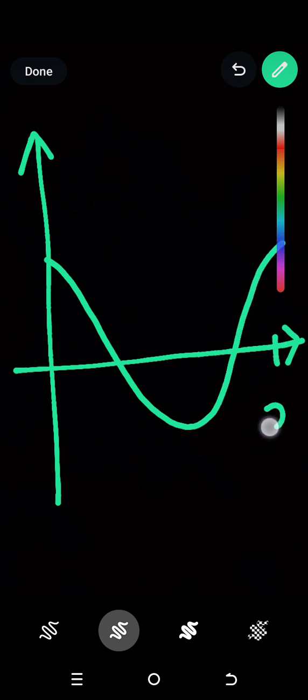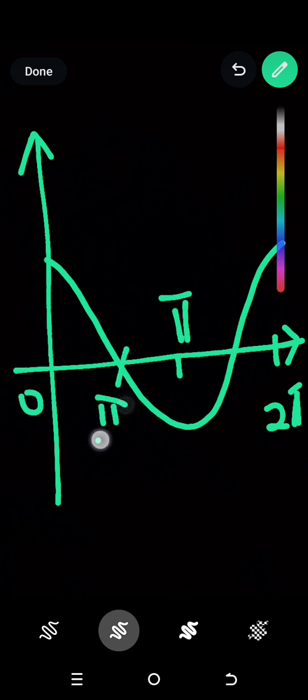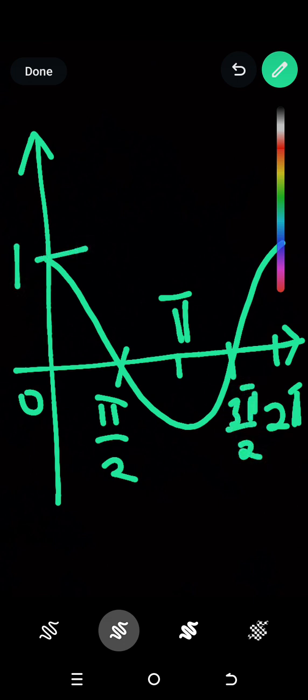So this is 2 pi, this is pi, this is 0. Now this is 90, and this is 270. Alright, so that is cos x. This is 1. That's the maximum value of cos x. So this is cos x.